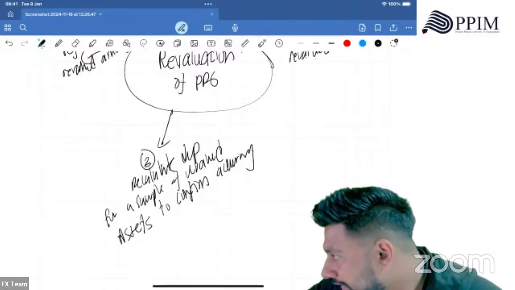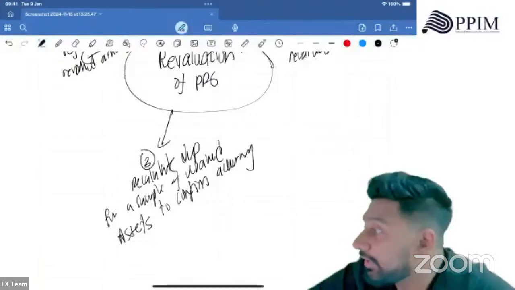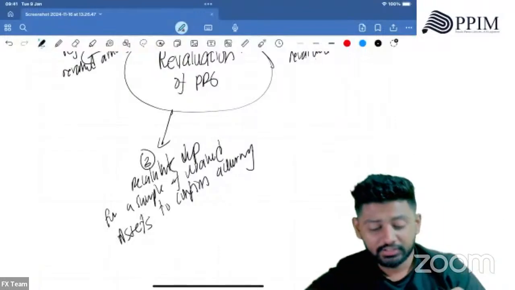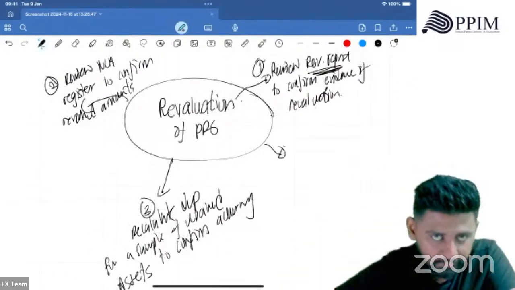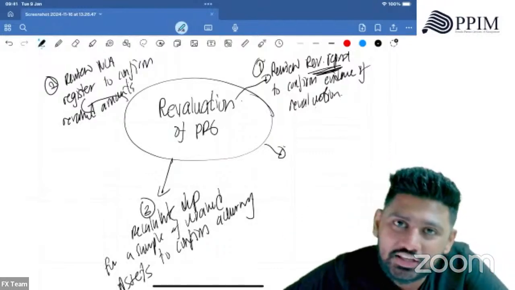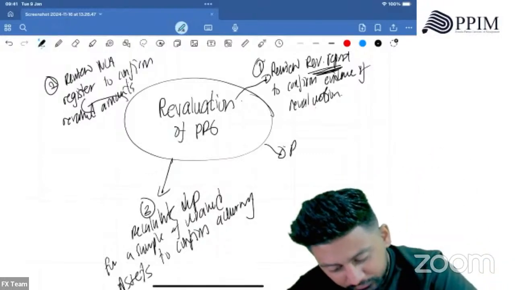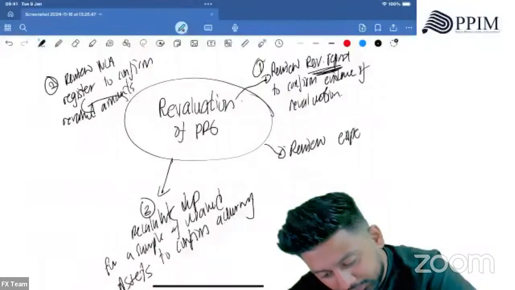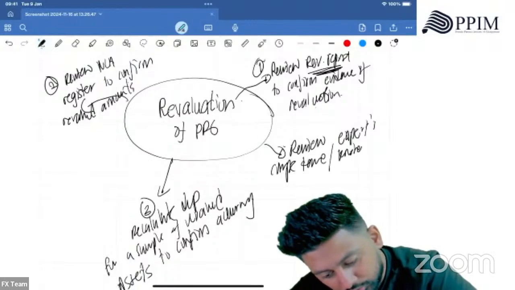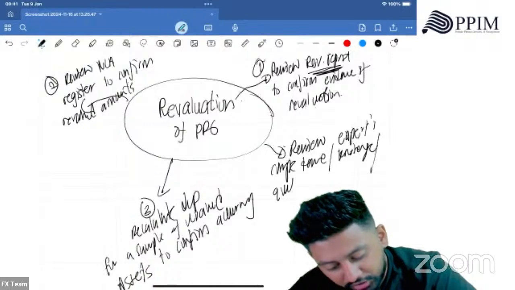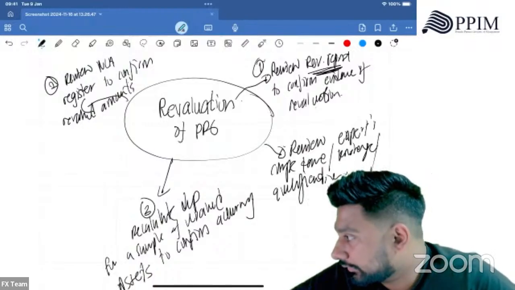Okay, performs competency check of valuer through inquiry of qualification and experience to ensure capability of performing a revaluation. Superb. That's a good point, Abdullah. I like that point. Okay, fine, there is an expert. So let's review the expert's qualification, knowledge, background to understand if the person is competent. Superb. Review expert's competence, knowledge, qualification.